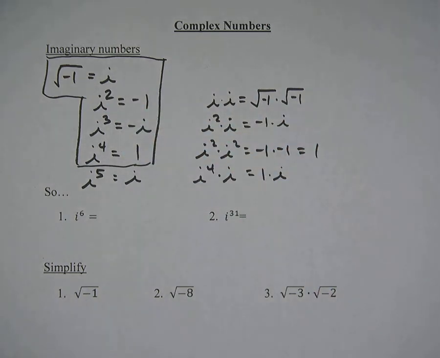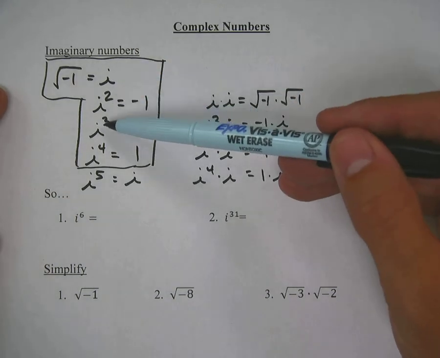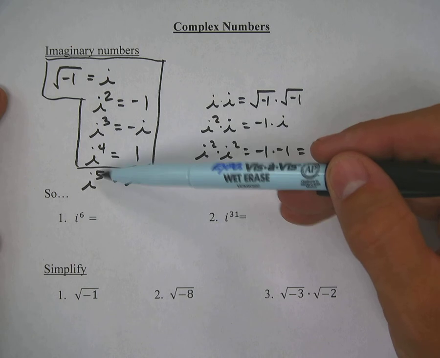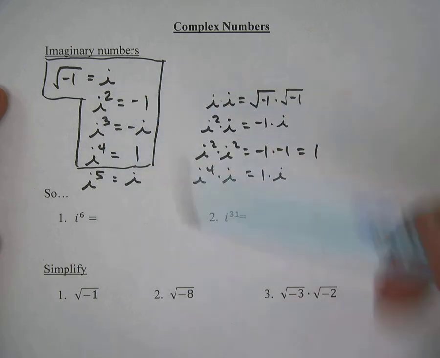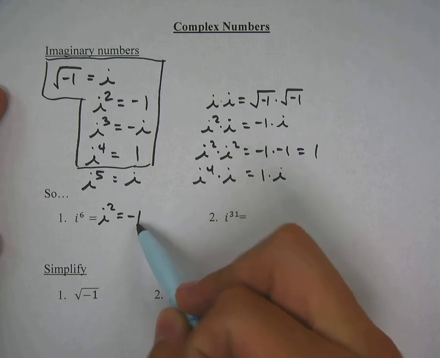Because of that, you can figure out values of i, like i to the 6th. If we just go through and count, i to the 1st, 2nd, 3rd, 4th, 5th, 6th. i to the 6th is the same thing as i squared, which is equal to -1.